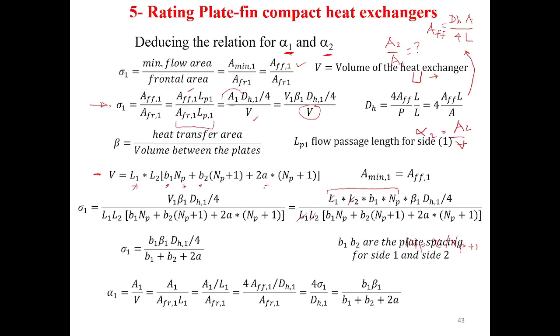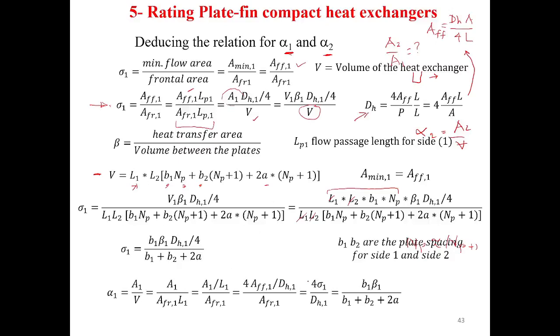Now alpha, as we defined it before, is the heat transfer area divided by the total volume. Notice that this is the total volume, not the volume between the plates. So we can write it as A times A frontal for side 1 multiplied by L1, which is the length in the direction of the side 1 flow. And also we can go back again and utilize this equation to write A1 in terms of the free flow area and the hydraulic diameter.